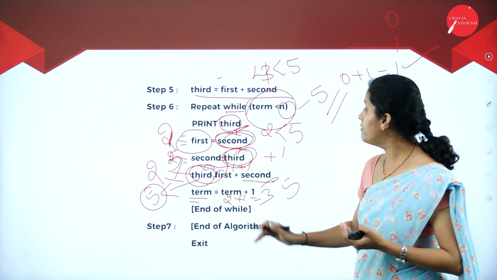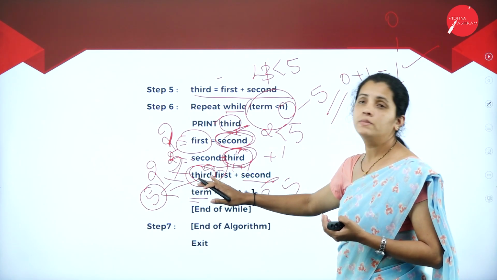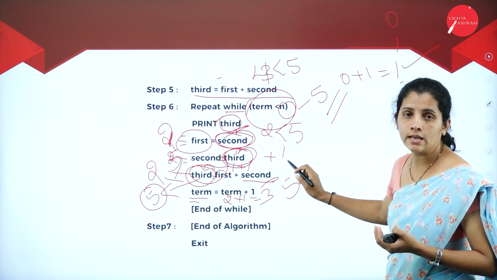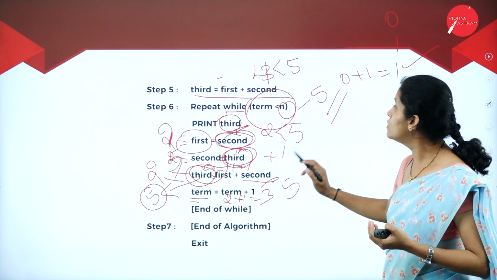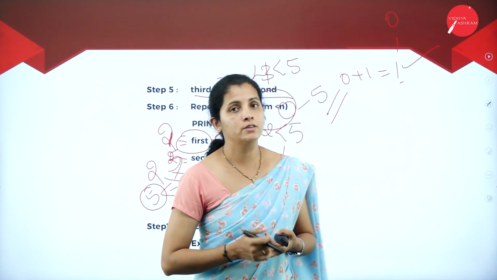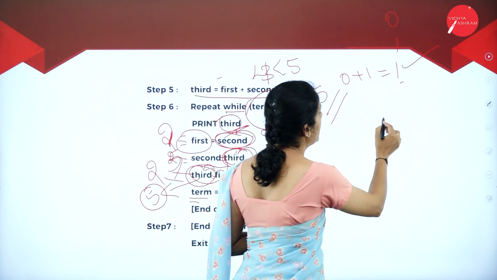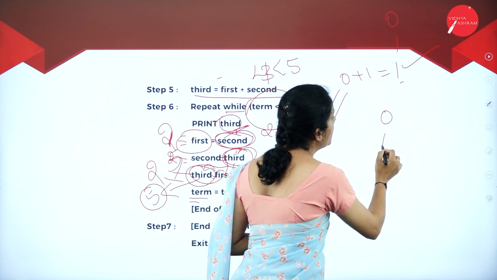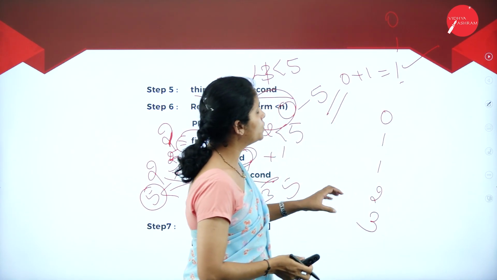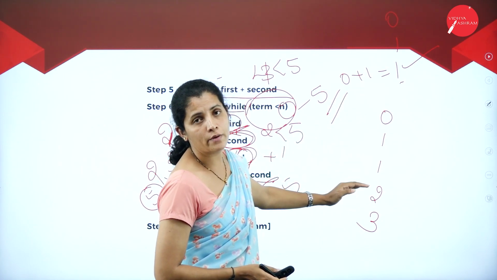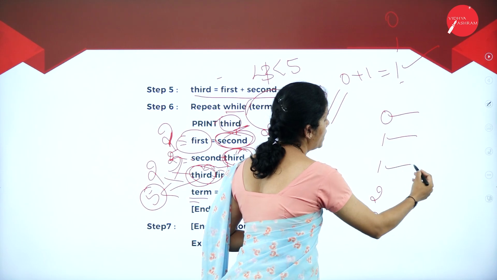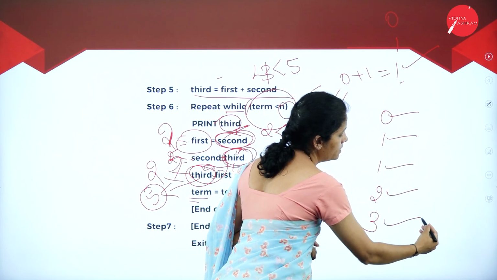So what is the value of term? Term is 4. 4 plus 1, that is 5. So 5 less than 5, the condition got failed. So what are the values you're going to have? That is 0, 1, 1, 2 and 3. So you're going to have total 5 numbers. That is 0, 1, 1, 2 and 3.